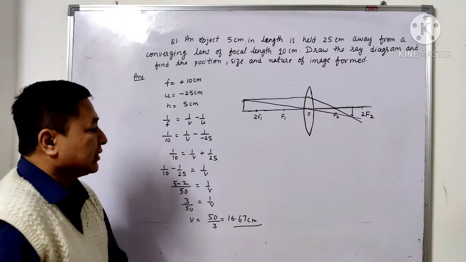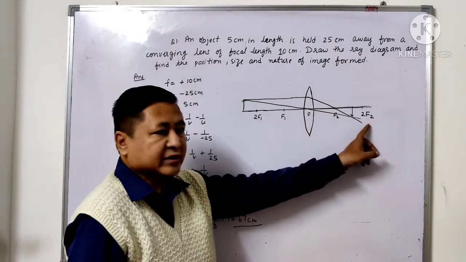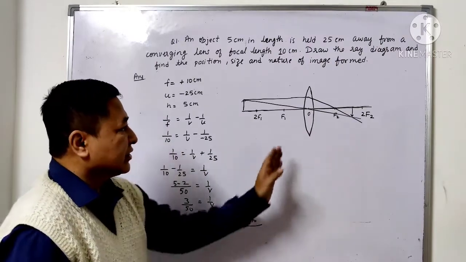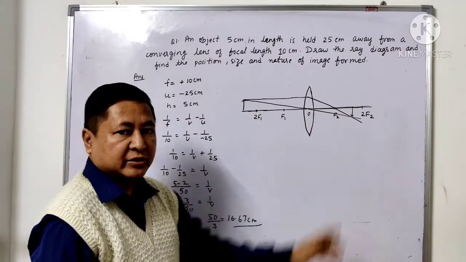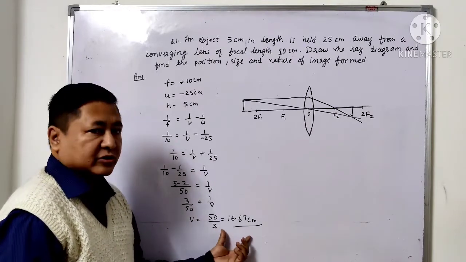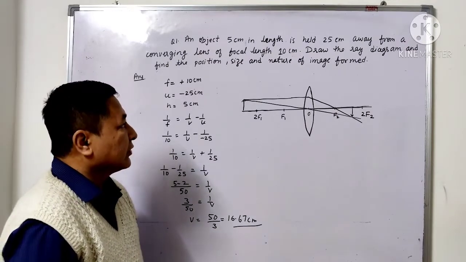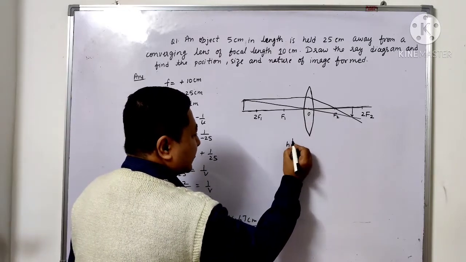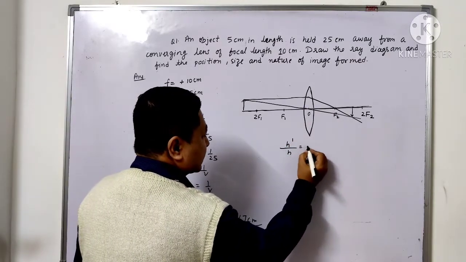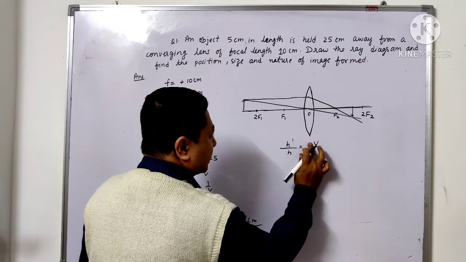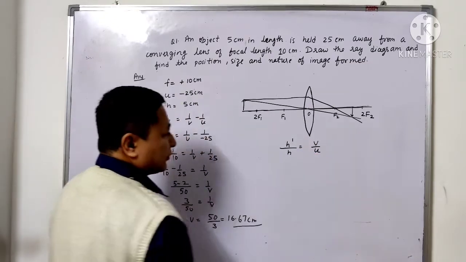As I told you, the image will be formed between 10 to 20 centimeter. So this is correct, 16.67. And since the image is formed on the right hand side, the value of v, that is the image distance, will be positive, that we have got. Now we have to find the height of the image. We know the formula h dash upon h is equal to v upon u.